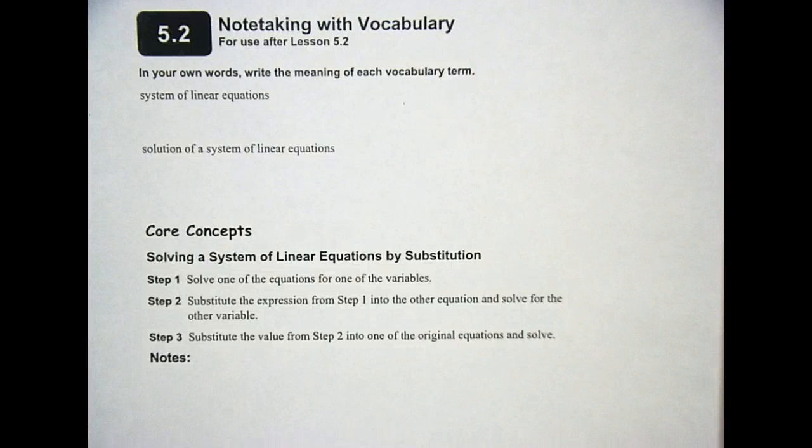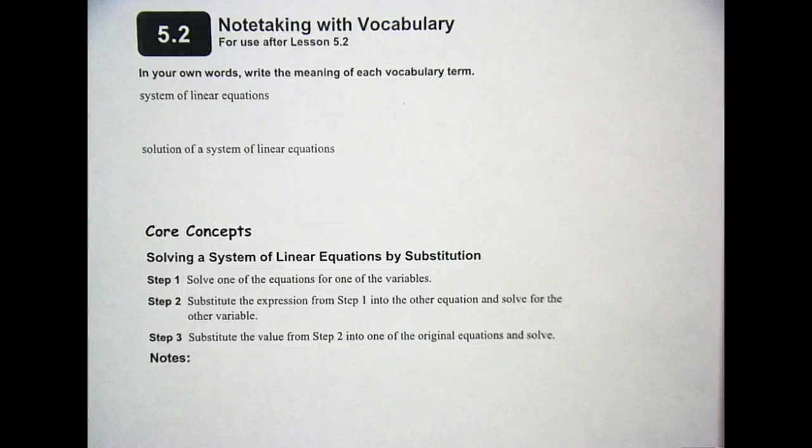All right, can someone remind me what a system of linear equations is? Keegan. Two or more equations in a set. Okay, two or more equations in a set. Okay, good. What's the solution of a system? Chelsea? Good, an ordered pair of two variables, that would be the solution of each equation. That would be in a system of two equations.